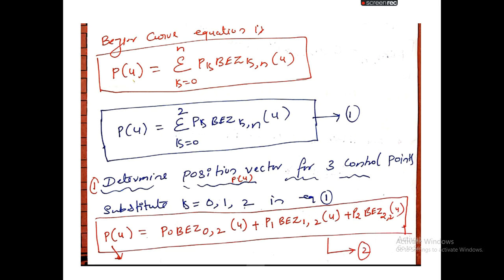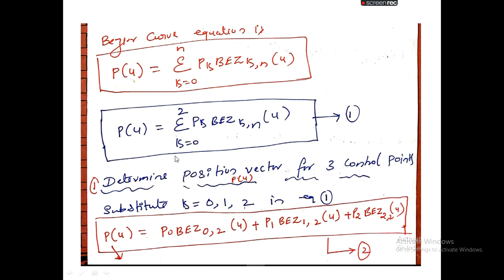So with the help of these three control points, we need to determine each pixel position between the first control point and the last control point. Then the Bezier curve equation is P of u equal to sigma k equal to 0 to n of p k into blending function B k comma n of u.